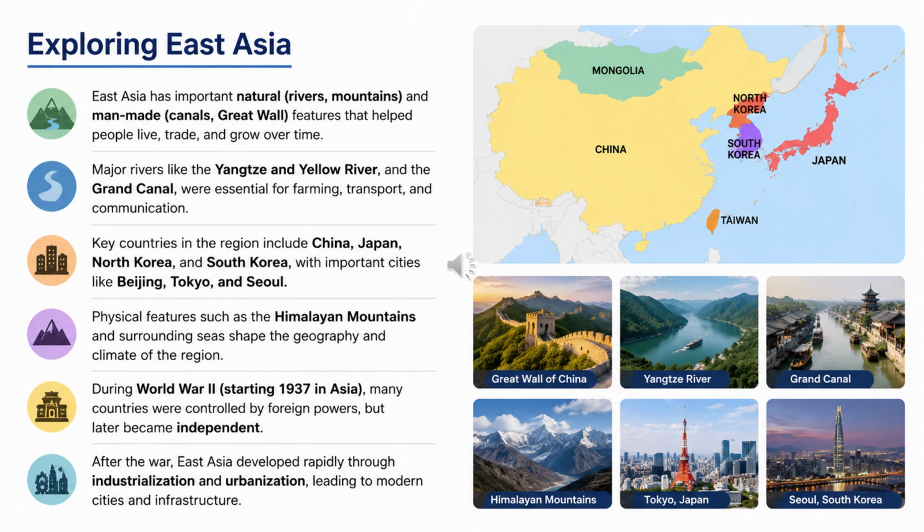Another important feature of East Asia is the mountain ranges. The Himalayan mountain ranges are among the highest mountain ranges in the world. Together with the surrounding seas, they influence the climate and geography of the region.